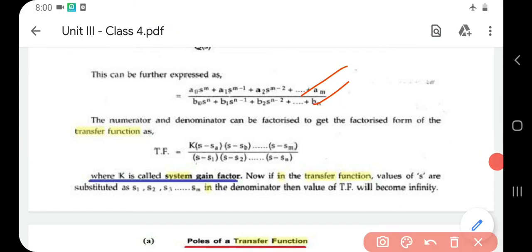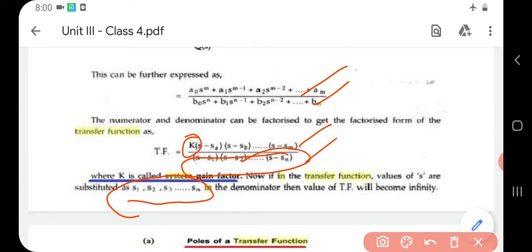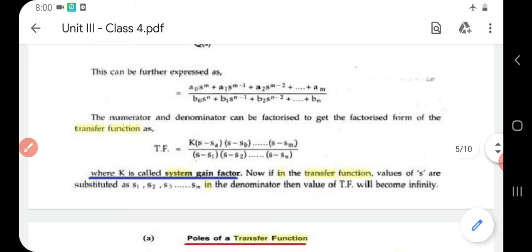And finally, the numerator and denominator can be factorized, to get the factorized form of the transfer function. Here k is called the system gain factor. Now, if in the transfer function the values of s are substituted as s1, s2, s3, etc. up to sn in the denominator, then the value of TF will become infinity.